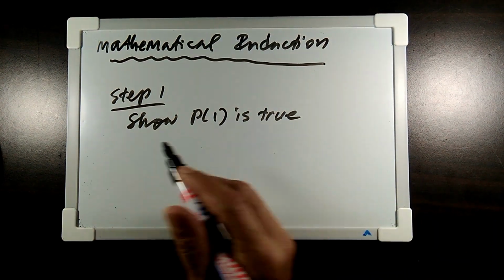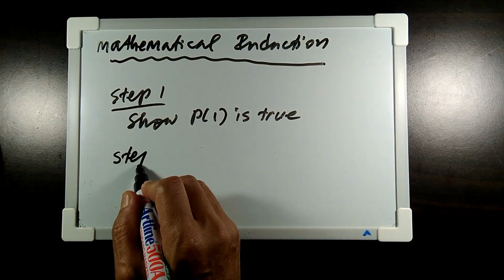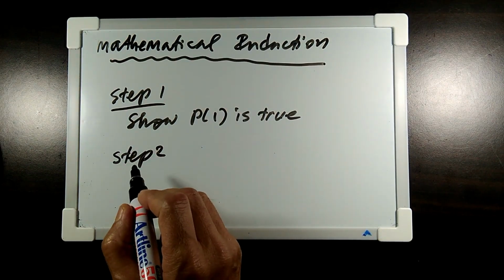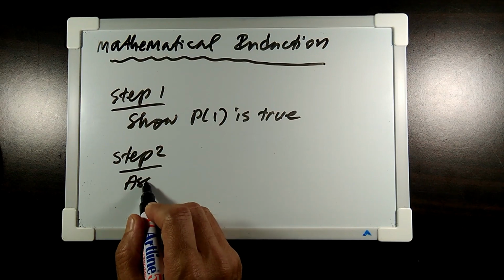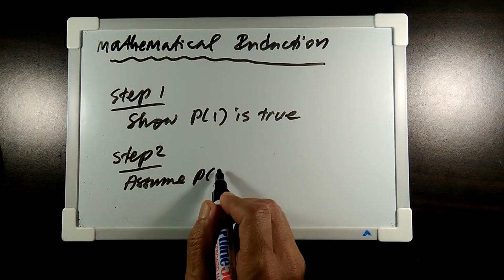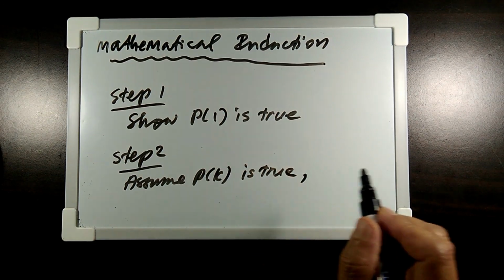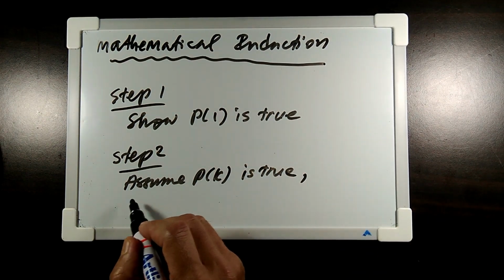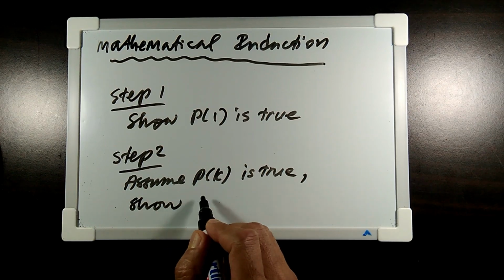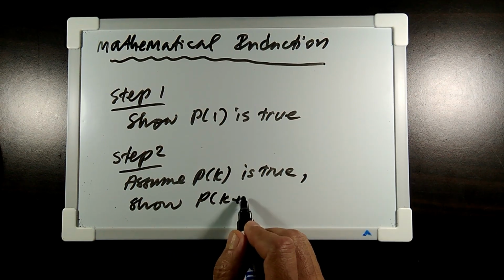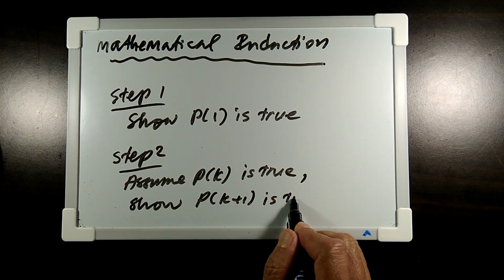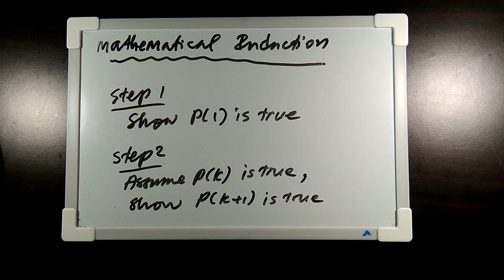but 3. For step number 2, what we have to do is assume Pk is true. Assume Pk is true. Then we have to show that Pk plus 1 is true. That's basically what we have to do in proving by using mathematical induction.